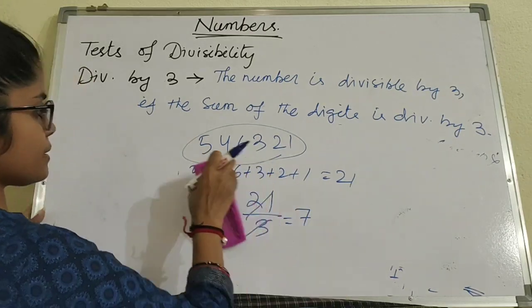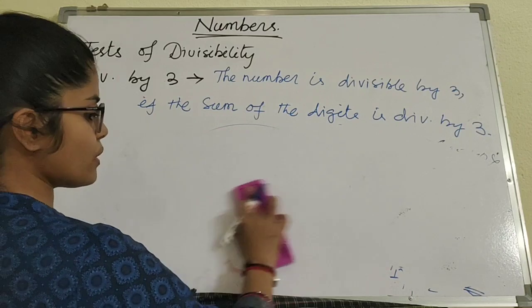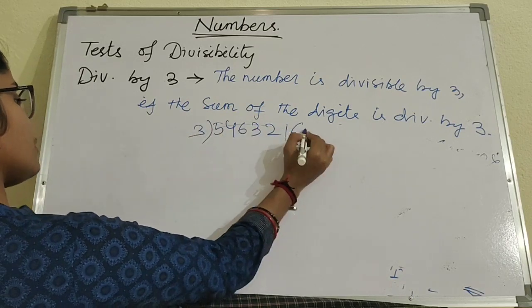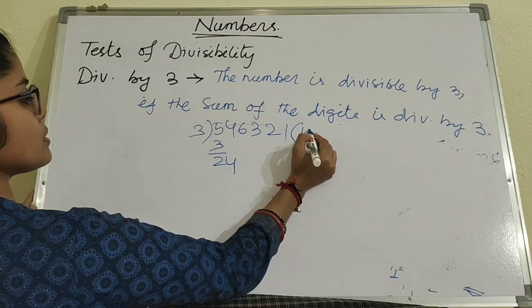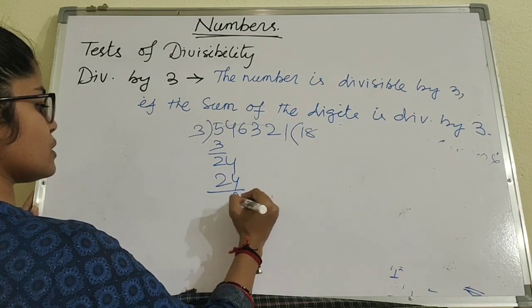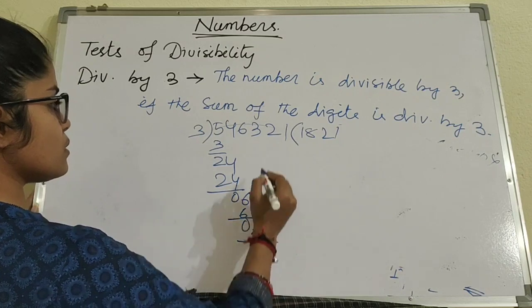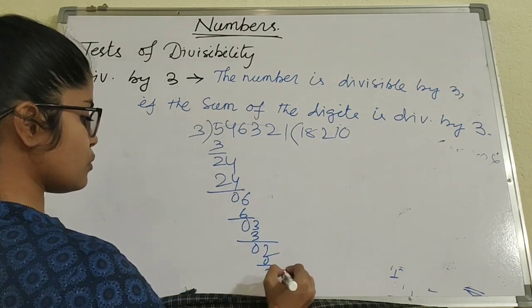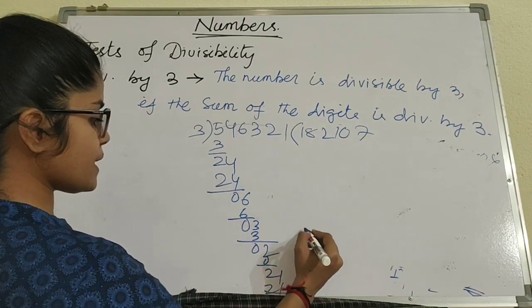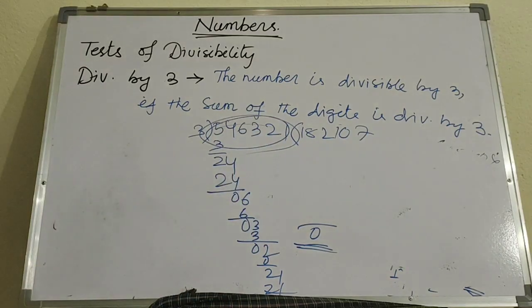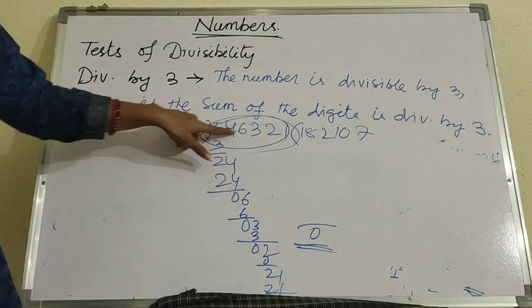Let's try this. 5, 4, 6, 3, 2, 1. 3 1s are 3. 3 2s are 6, 0. 3 3s are 9, 3 1s are 3, 0, 2. 3 7s are 21. So the remainder is 0. So 5, 4, 6, 3, 2, 1 is divisible by 3. So the rule for divisibility by 3 is: a number is divisible by 3 if the sum of the digits is divisible by 3.